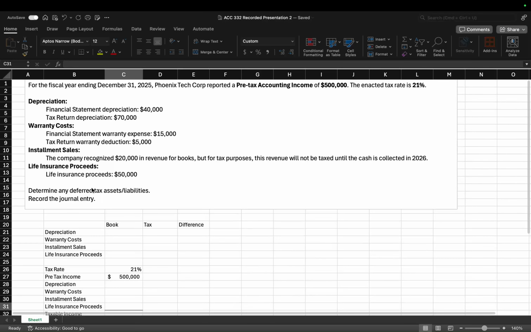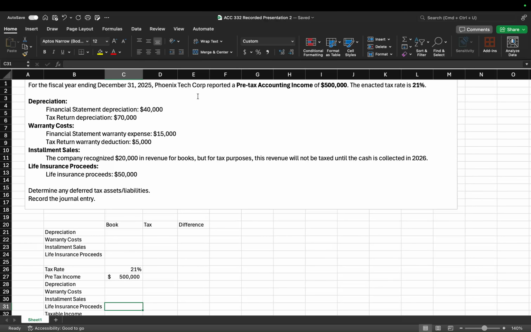Alright, I'm going to be doing a tax problem. So here we have a company that's reporting a pre-tax income of $500,000 with a tax rate of 21%. We have a list of items here, and we're going to determine any deferred tax assets and liabilities, as well as recording the journal entry.